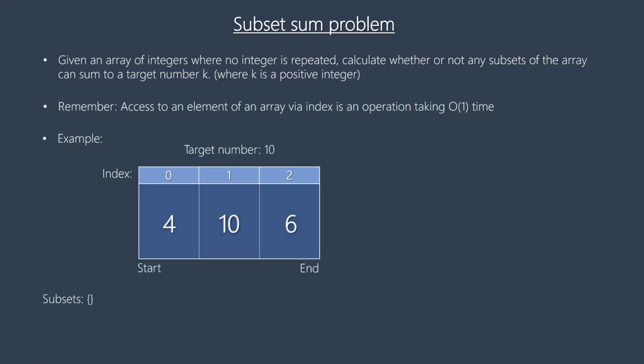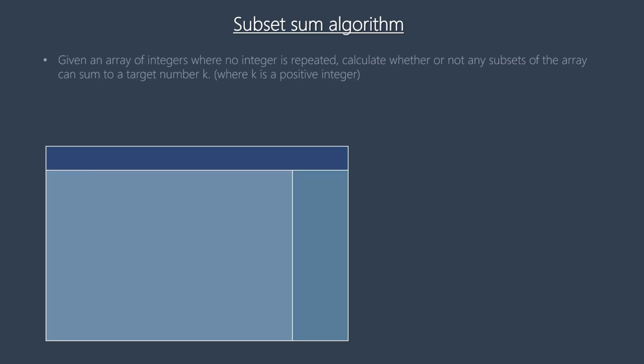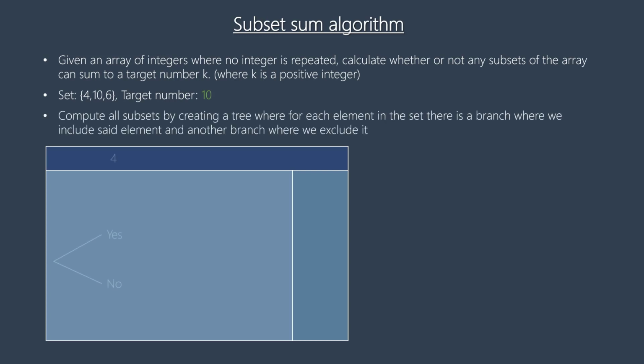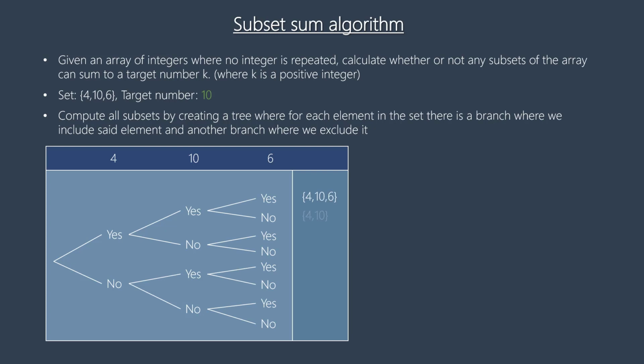First, we need to find all the subsets of the given set and determine if any subset exists such that the sum of all numbers in the subset equals our target number. We will need to process all subsets of the given set because in the worst case, none of them will sum to make the target number. A way in which we can find all subsets of a set and calculate their sum is by processing subsets in a way that creates a tree, where for each element in the set there is a branch where we include said element and another branch where we exclude it. As you can see, this will enumerate all subsets of our set.